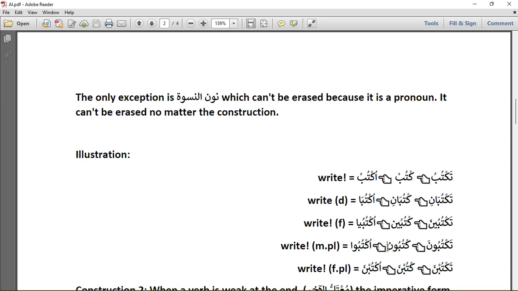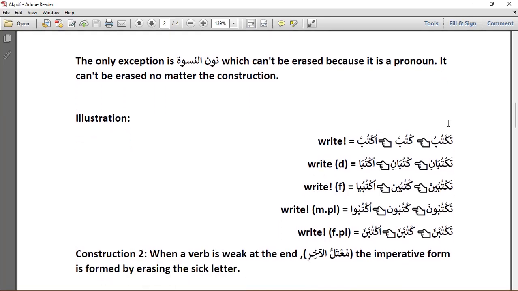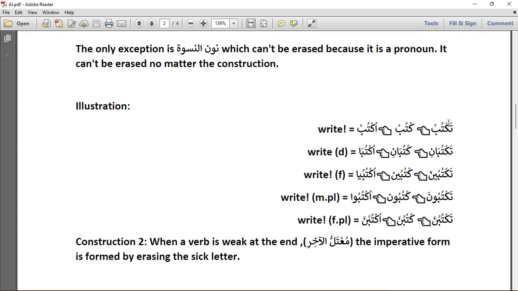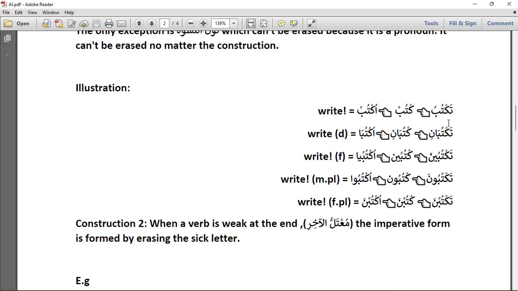We remove the nun and the harful mudara, except nunun niswa. That is the plural female verb. We do not remove the nun in that case. So that is the step we take in forming fi'lul amru. And note that if the letter coming after your harful mudara is not taking haroka, that is, if the letter is taking sukun, you will have to add hamzatul wasli to the word, to the verb, to make it pronounceable.